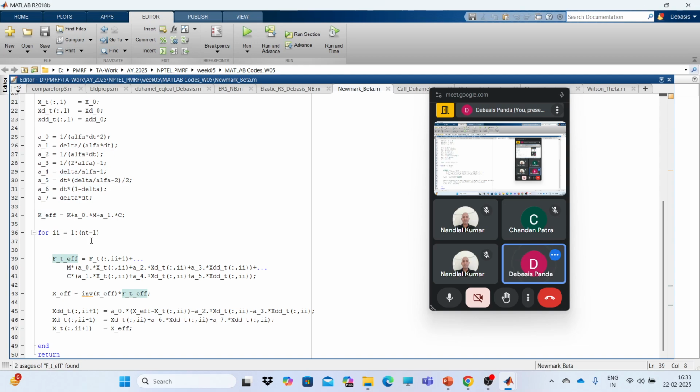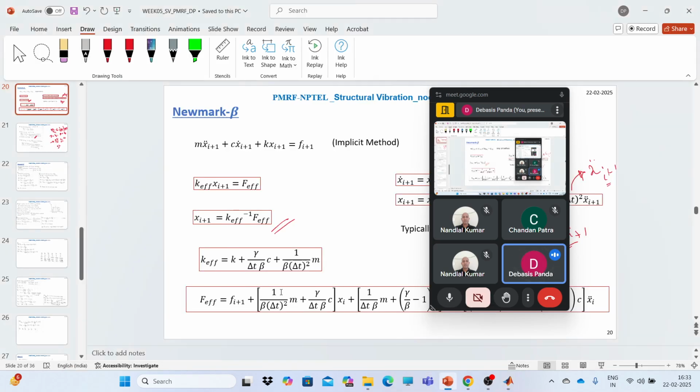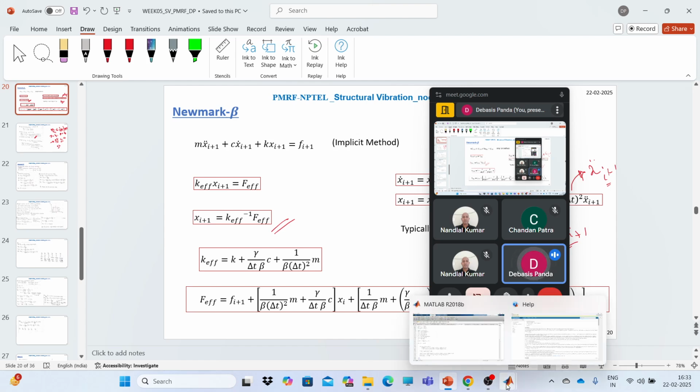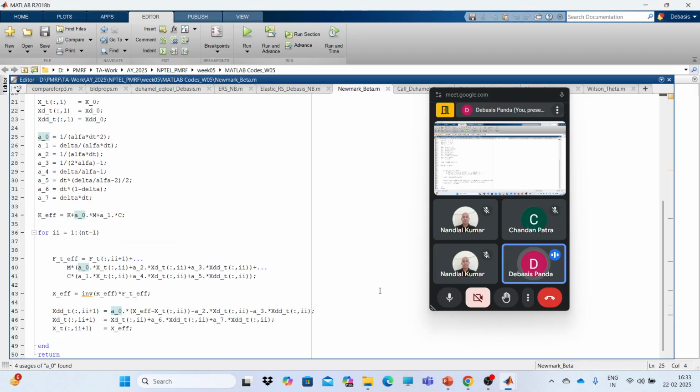So to simplify these things, we have arranged the terms in terms of different constants. Say a naught is 1 by alpha delta t square. That means the first term here, if you go to the ppt and look at it, is 1 by beta delta t square. So this quantity a1, this quantity b1, you can define in other ways like x1, x2, x3. As per your convenience you can code it.